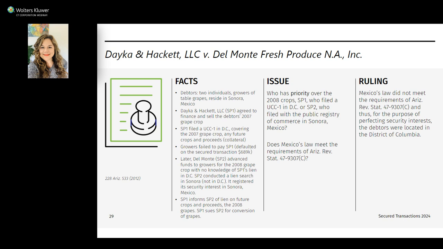The question was, who had priority over the 2008 grapes and proceeds? Was it Secured Party 1 who filed the UCC in DC, or was it Secured Party 2 who filed in the Public Registry of Commerce in Sonora, Mexico? And of course, one of the questions for the court was, does Mexico's law meet the requirements of Arizona's 9307 statute? The ruling was that Mexico did not meet the requirements, and thus, for the purpose of perfecting security interests, the debtors were located in the District of Columbia.